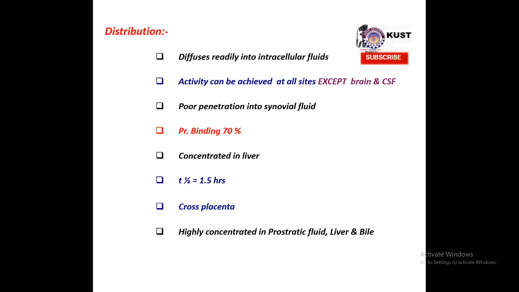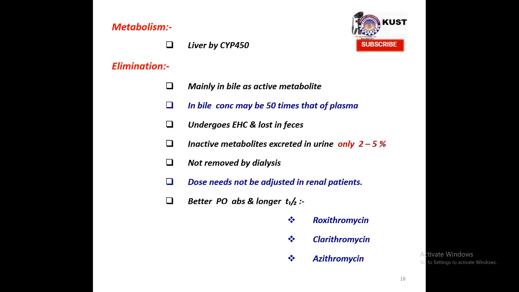Distribution: they are distributed readily into the intracellular fluids. Activity can be achieved at all sites except the brain and CSF. There is poor penetration in the synovial fluids. Protein binding is 70%, concentrated in the liver. The elimination half-life of erythromycin is 1.5 hours. They cross the placental barrier and are highly concentrated in the prostatic fluids, liver, and bile.